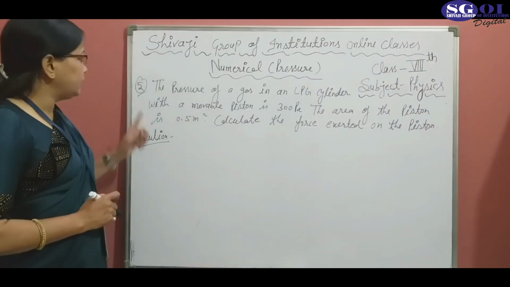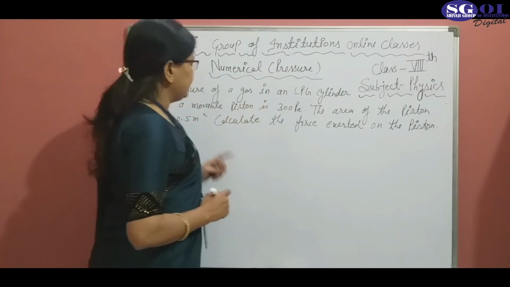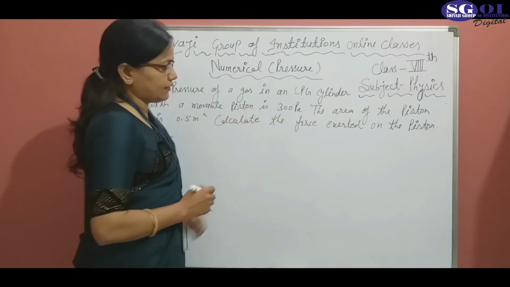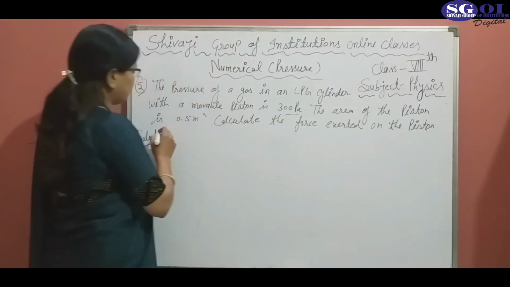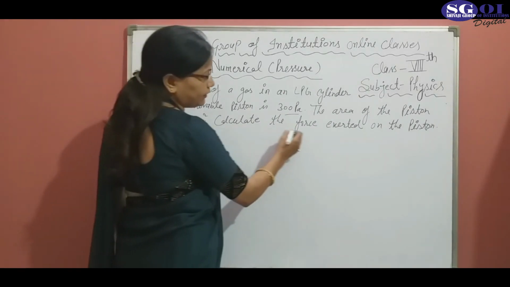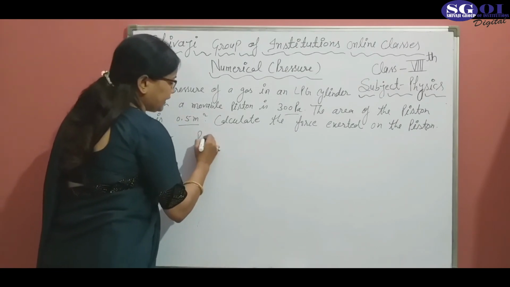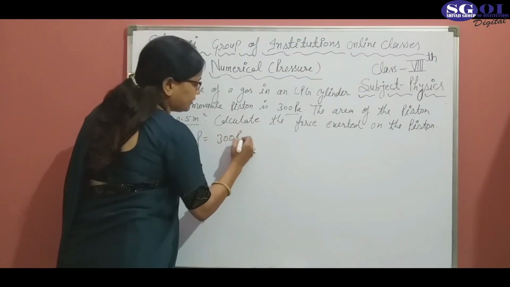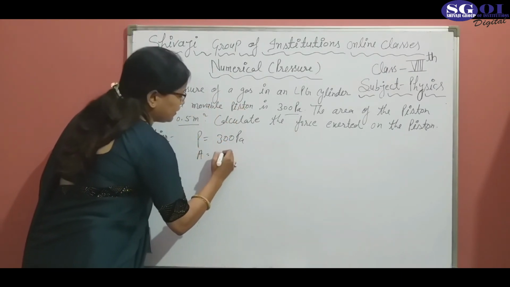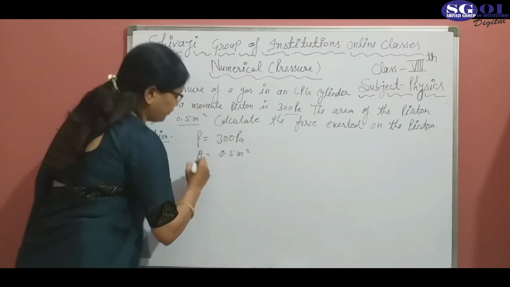Now student, question number 5. The pressure of a gas in an LPG cylinder with a movable piston is 300 Pascal. The area of the piston is 0.5 meter square. Calculate the force exerted on the piston. Student, in this question, pressure is 300 Pascal and area of cross section of piston is 0.5 meter square and we have to find out force.